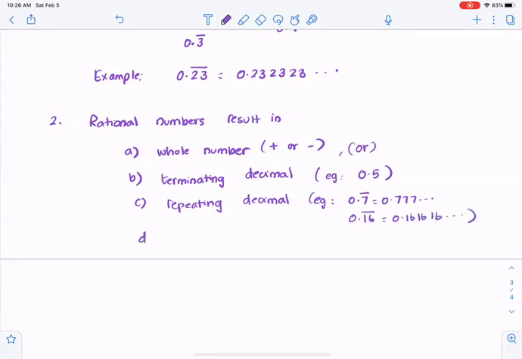Lastly, it can result in a mixed or improper fraction, which again can be expressed as a decimal. So rational numbers will satisfy these conditions: a terminating decimal, or a repeating decimal, or end up in a mixed fraction, but by all means, mixed fractions and proper fractions result in decimals.